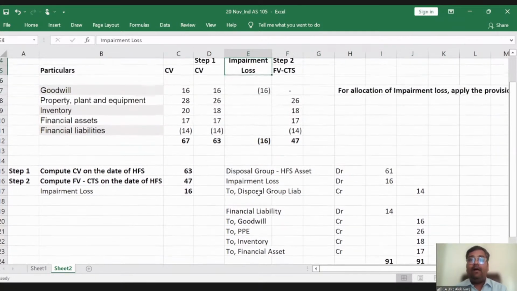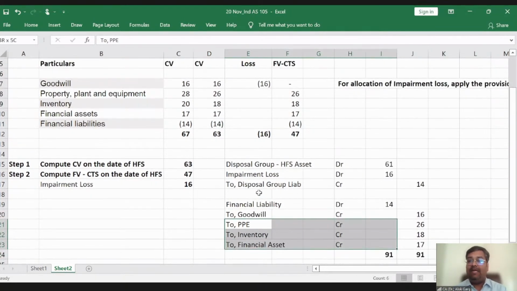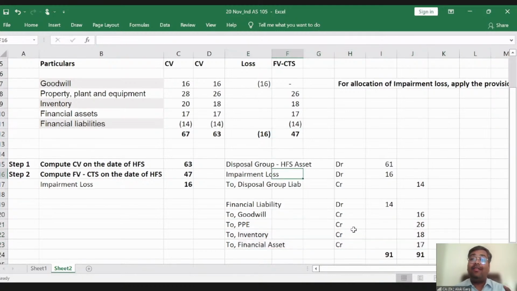For example, earlier goodwill was there. So the remaining assets are at the same value which we have credited. These are at the same value, but earlier the goodwill was there, and that goodwill is not there in the current disposal group. So this has become part of your impairment loss. Same accounting entry which we were making earlier, right?